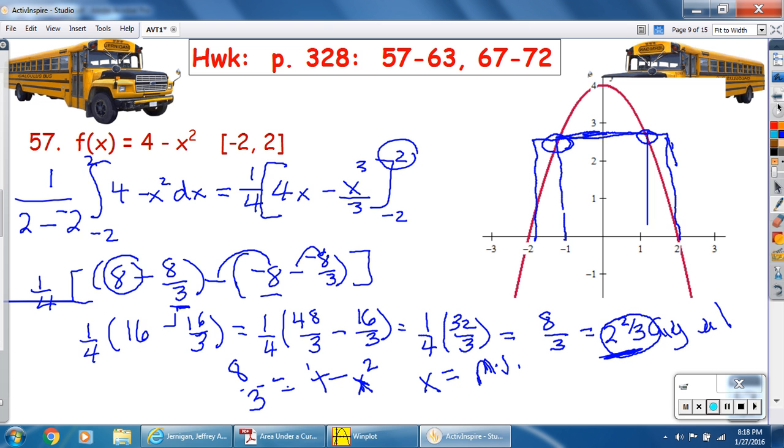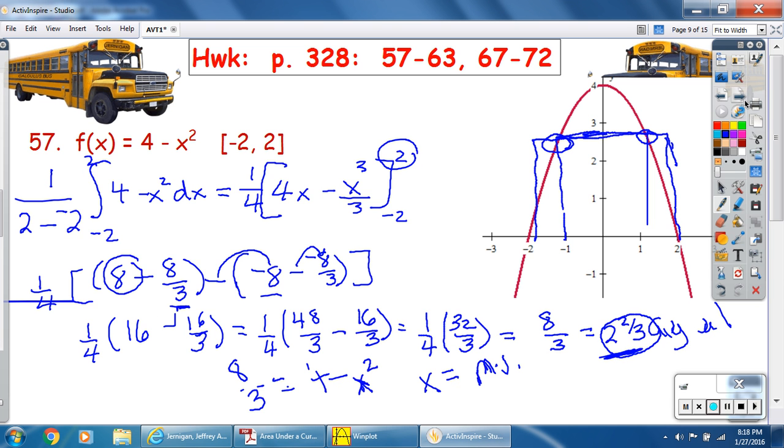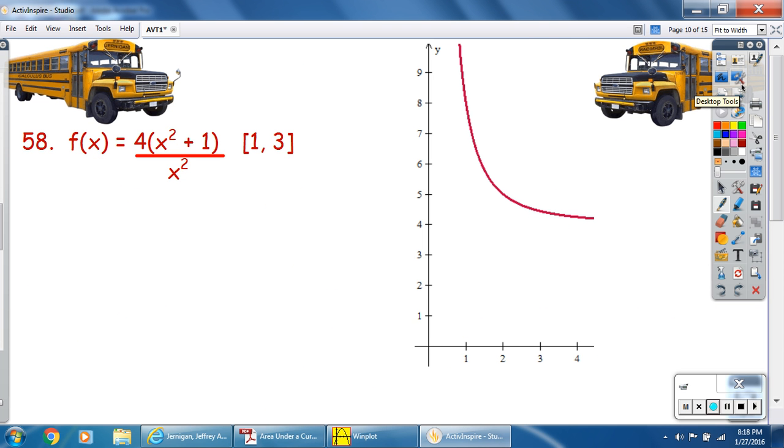Okay, let's take a look at the next one. Hopefully you can kind of follow this. It looks kind of sloppy, but I'm doing the best I can with the Promethean pen and the slate.